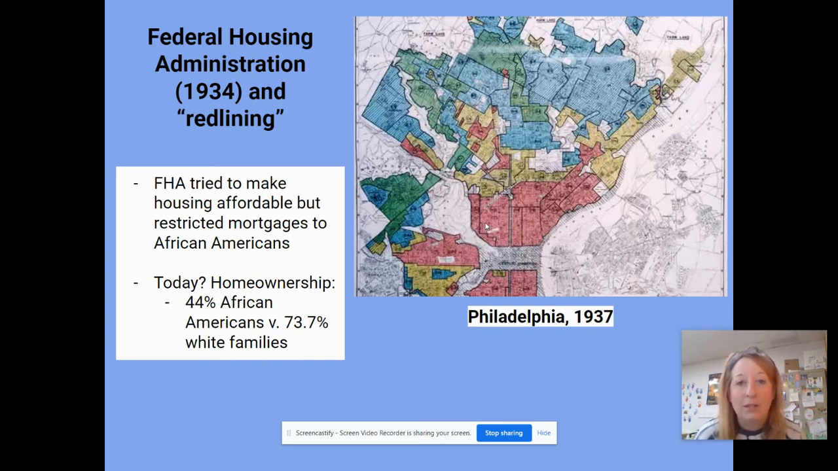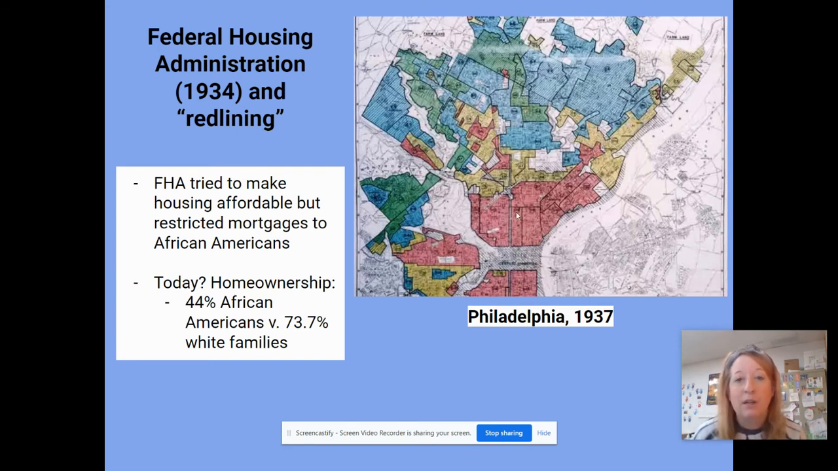However, one practice that was implemented with the FHA was called redlining. And this is a practice that's going to have devastating effects for years to come. In fact, we can still see evidence of its impact today. So if you take a look at this map of Philadelphia in 1937, you'll notice various neighborhoods are color-coded: blue, green, yellow, and red. Essentially, if you lived in the blue and green zones, you were more than likely able to get a mortgage, a loan from the bank to purchase a home.